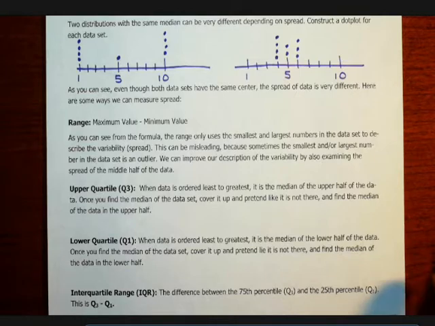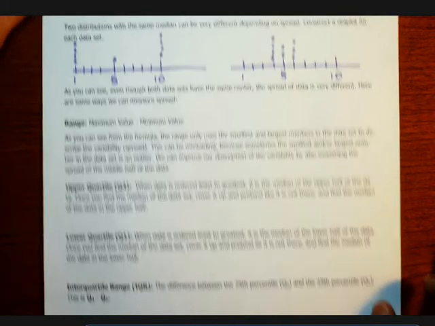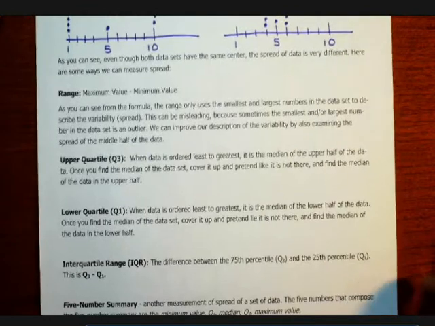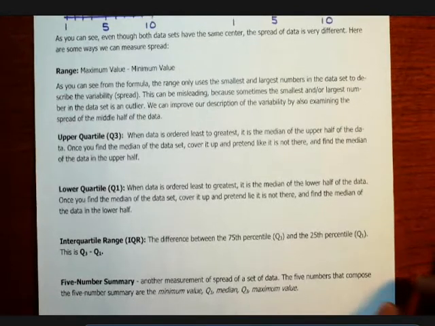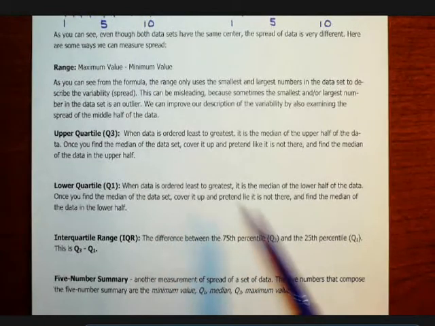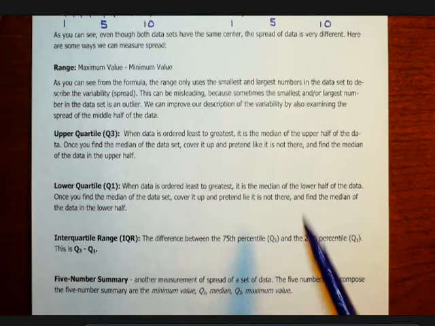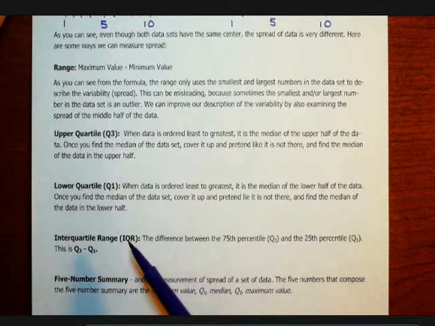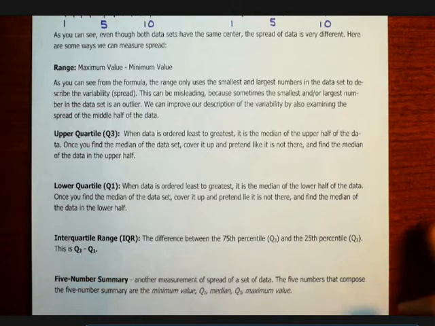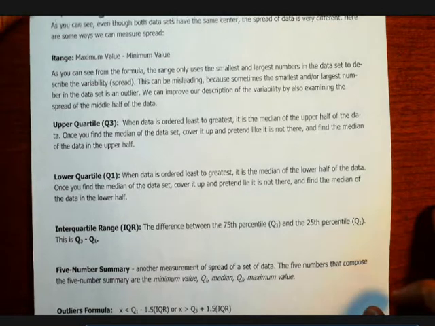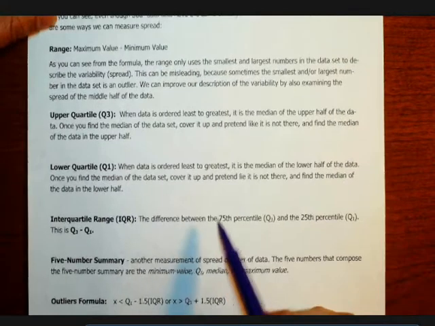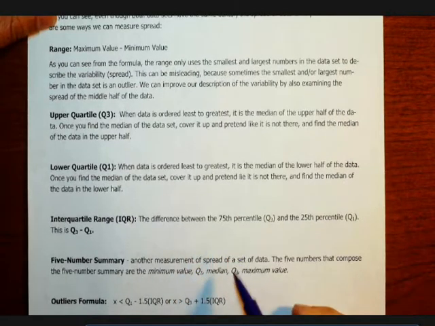We also have the interquartile range. This tells us the range of values for the middle half of data. It is the difference between the 75th percentile, which we know is Q3, and the 25th percentile, also known as Q1. So basically, the interquartile range is Q3 minus Q1. We also have something called the 5-number summary. The 5-number summary consists of 5 numbers: the minimum, Q1, median, Q3, and the maximum.